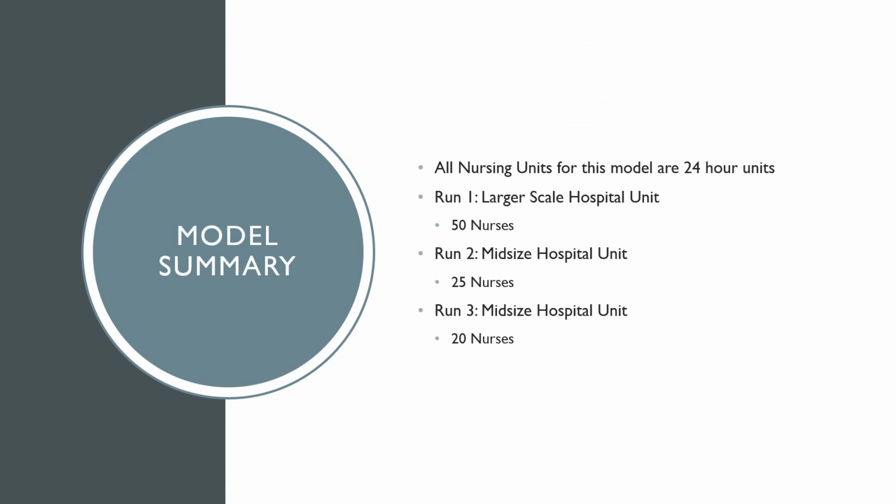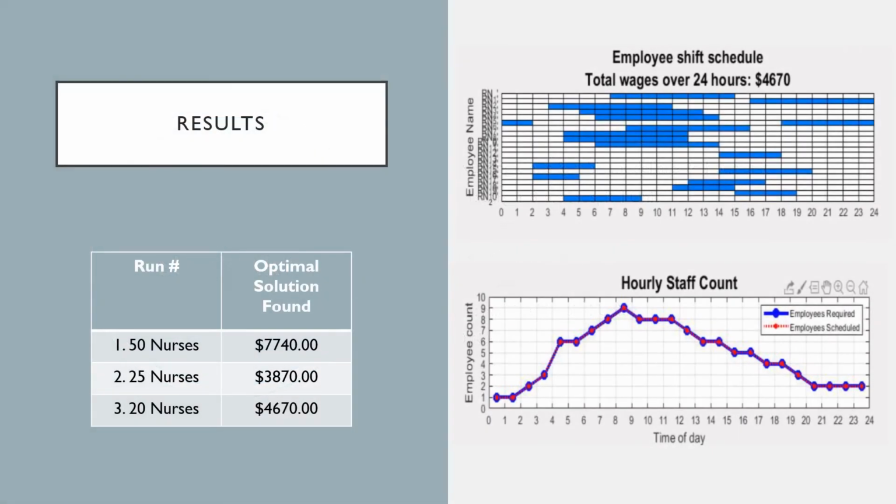The mixed integer linear program was applied for 3 different variations of the given data to fit different nursing unit sizes. All the nursing units for this model are 24-hour units. The first was a larger scale hospital unit with 50 nurses, and then the following were both mid-sized hospital units running on all the same regulations, but one had 5 nurses less than the other. The following shows the results from the code.